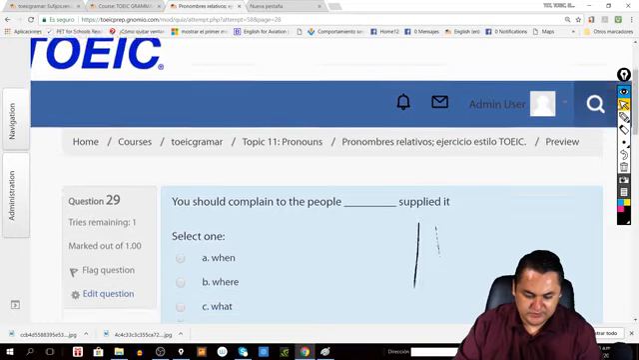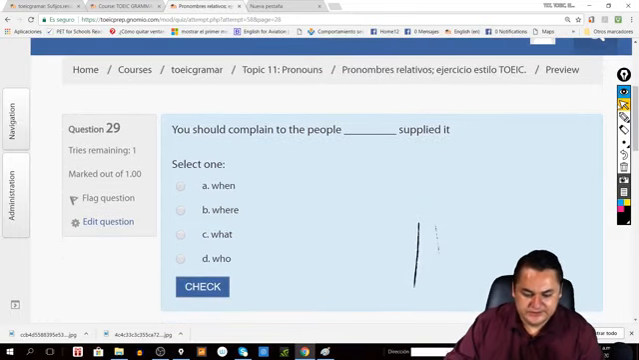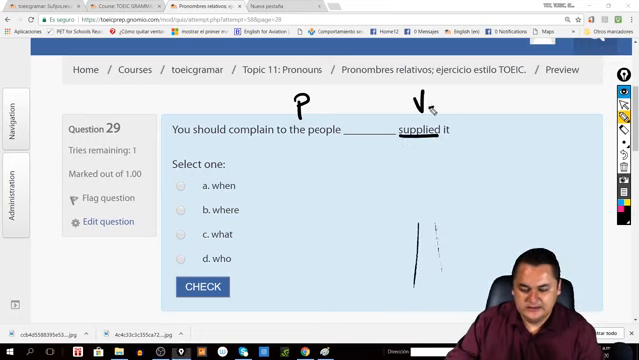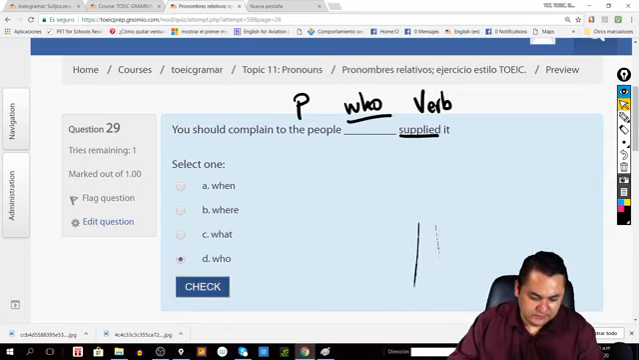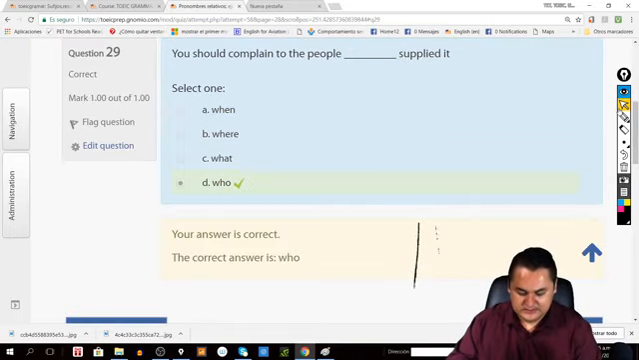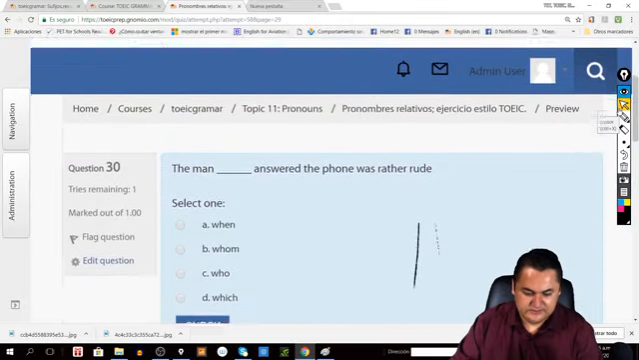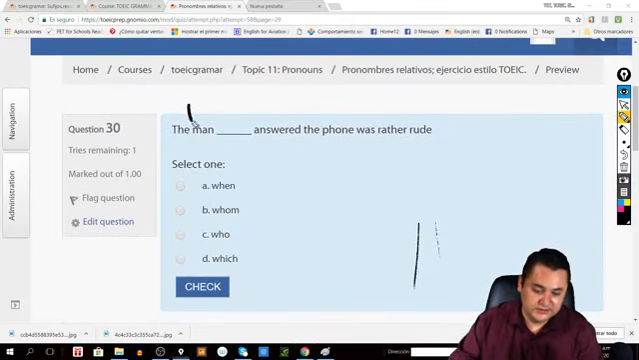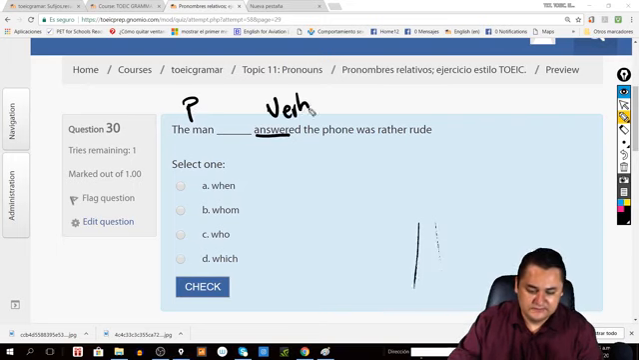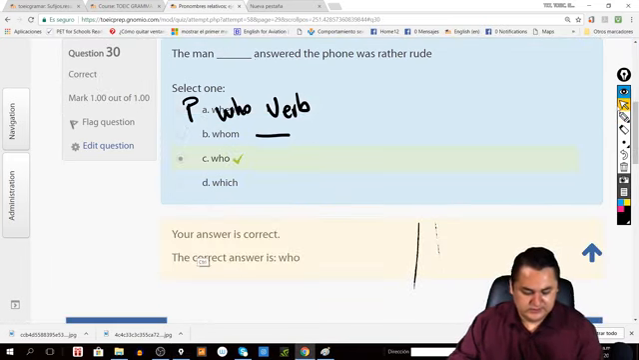And here, 29. You should complain to the people. People and supplied it. Supplied is a verb. So we can place who. People who supplied it. Then we can try this. The man, person, answered, verb. So in the middle we place who. The man who answered.